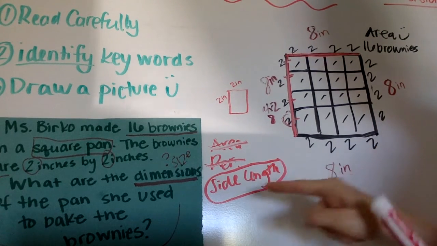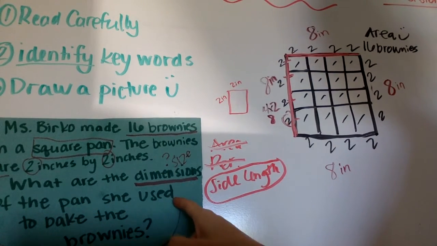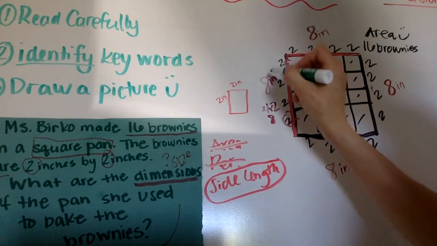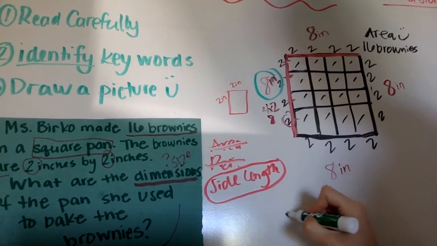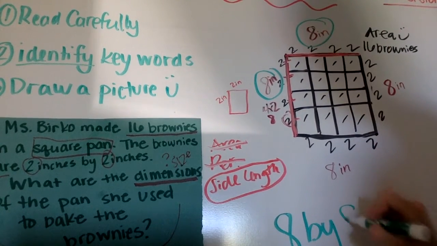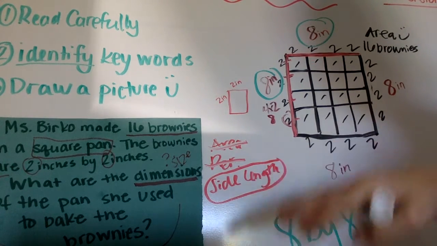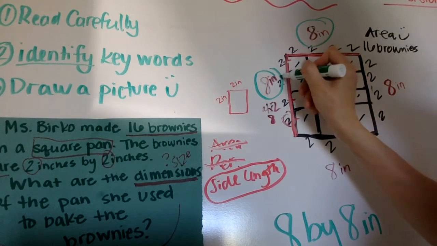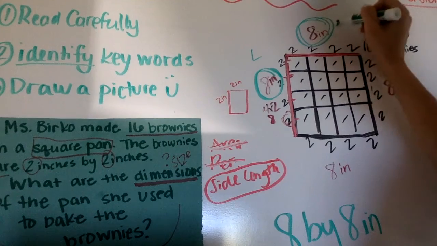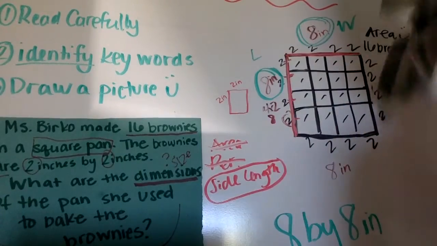So now we can answer our question. What are the dimensions of the pan to bake the brownies? And here's the way you write a dimension. You say 8 by 8 inches. You tell the reader the answer by saying the pan is 8 inches long by 8 inches wide. All right, so this was answering the side length question.